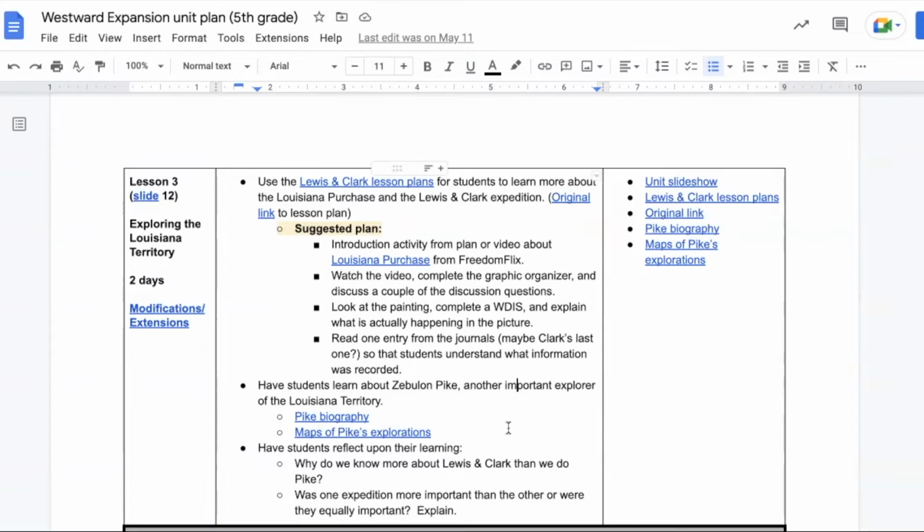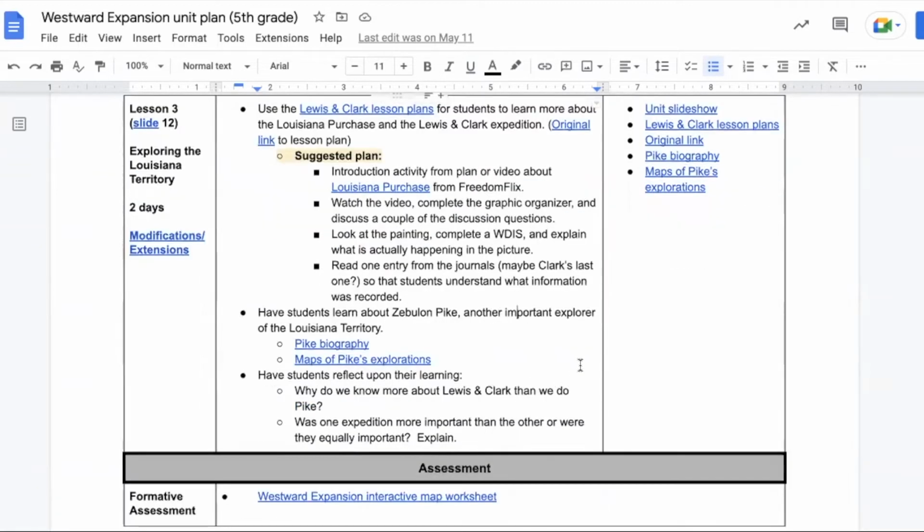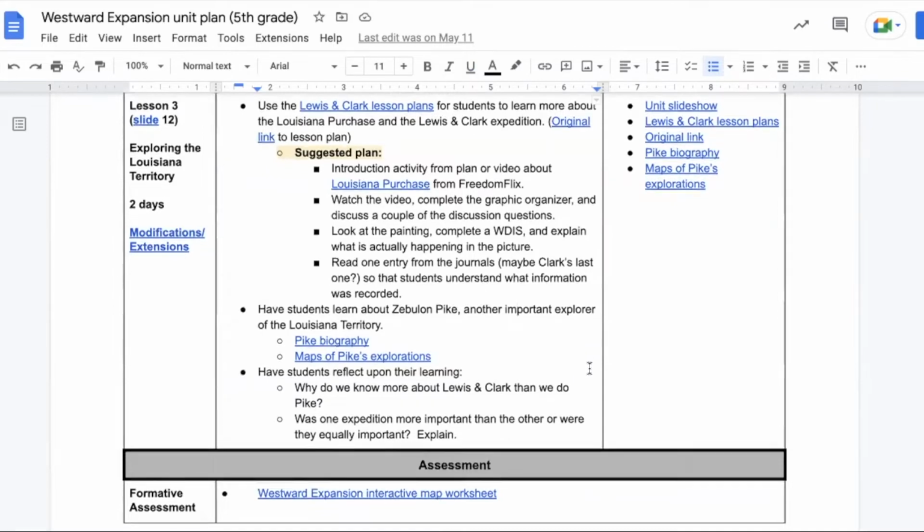Then you move on and have students learn about Zebulon Pike, who explored different regions of the Louisiana Territory than Lewis and Clark did. And there's a moment for reflection available for why we know much more about Lewis and Clark than we do about Pike.